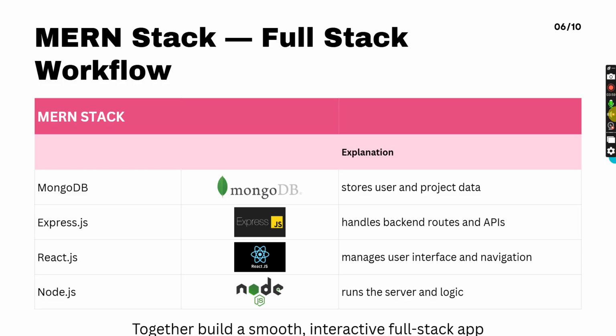MongoDB is used for storing data like user info and project details. Express.js acts as the backend framework to handle requests and responses. React.js builds the user interface, while Node.js provides the runtime environment to execute JavaScript outside the browser. All of these together help me build a full stack application from scratch.